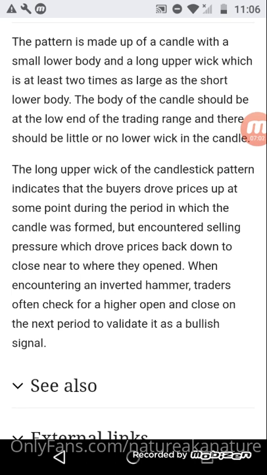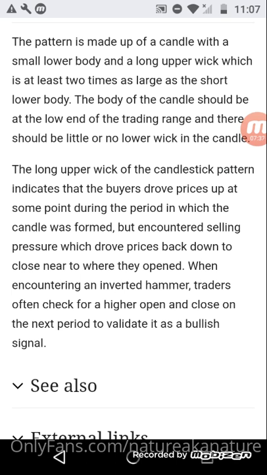The body of the candle should be at the low end of the trading range, and there should be little or no lower wicks in the candle. The long upper wick of the candlestick pattern indicates that buyers drove price up at some point during the period in which the candle was formed, but encountered selling pressure, which drove price back down to close near where they opened. When encountering an inverted hammer, traders often check for a higher opening and a close on the next period to validate it is a bullish signal.